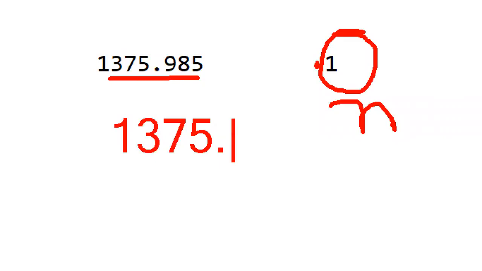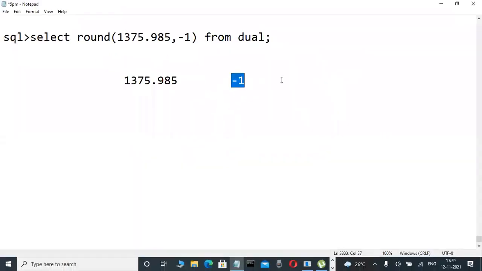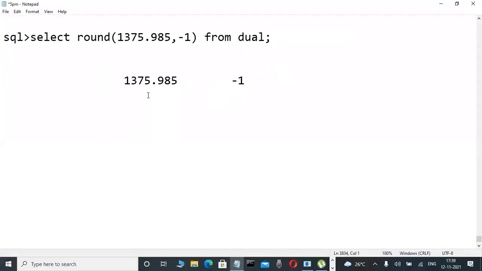1375 point, and here one number will be added. Here one is there or not, yes. Why? Because automatically, if this 85 is above 50%, in that case one is added to the rounded number. But unfortunately here it is the negative side. Whenever a negative sign is there, control goes from the decimal point from right to left, like a substring.